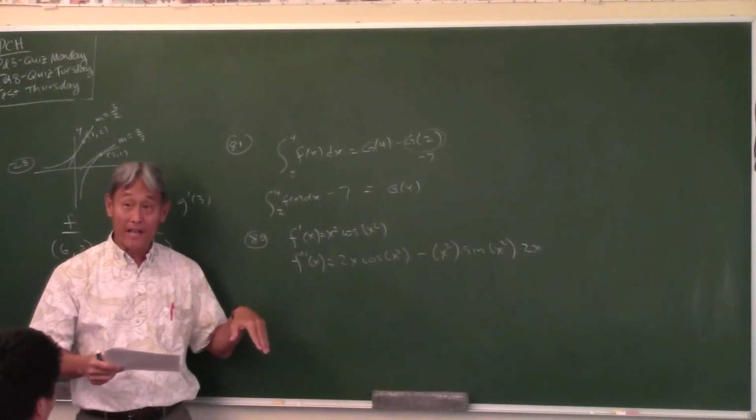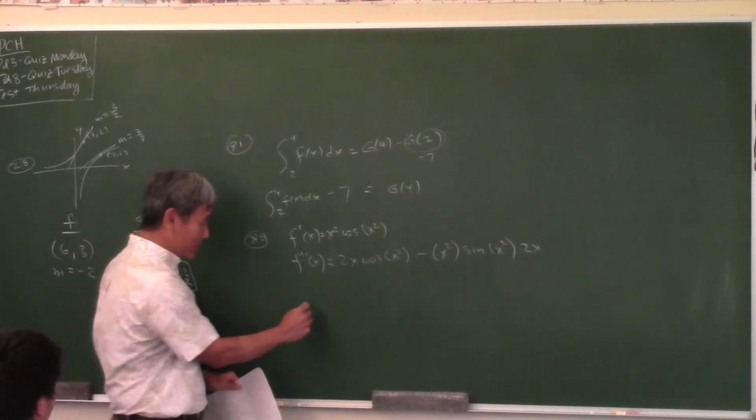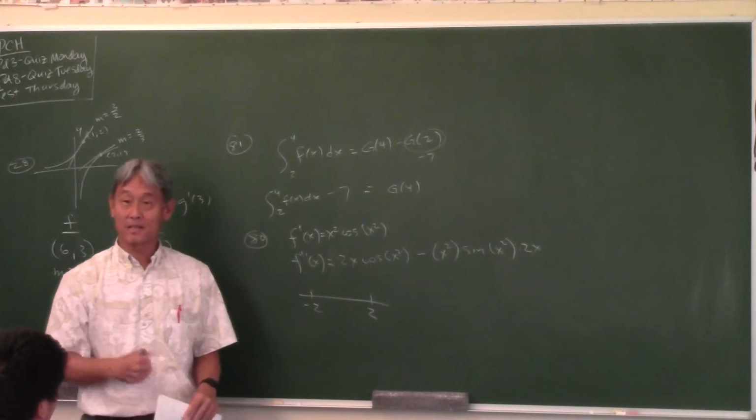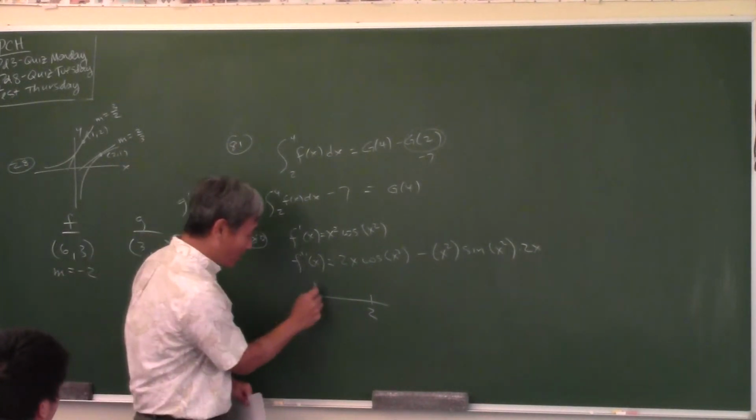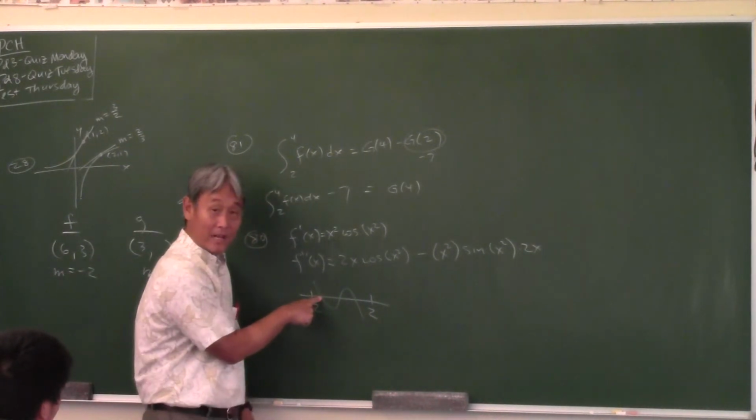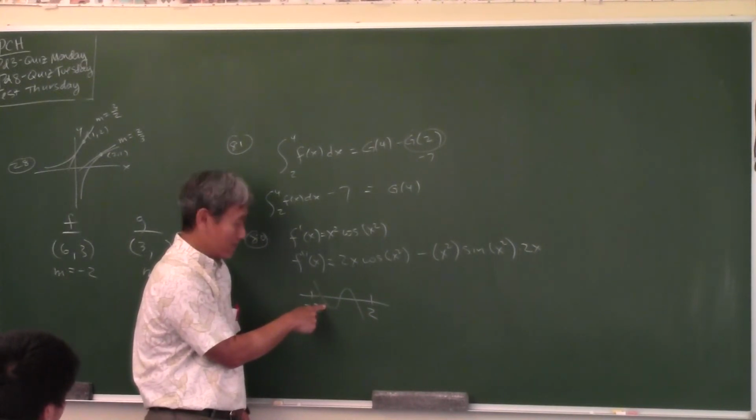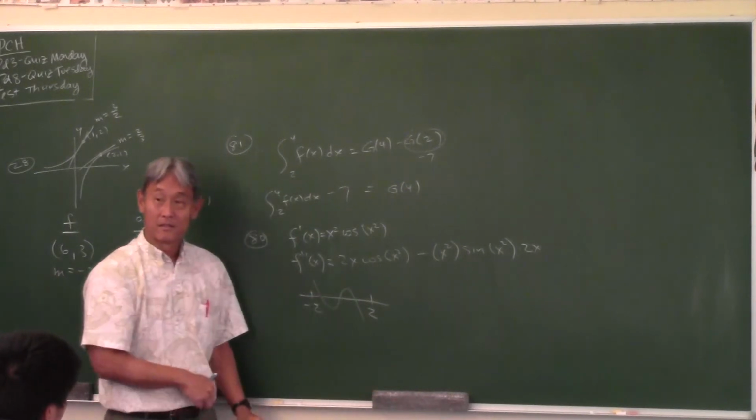Graph that on your calculator, and all you have to do is between negative 2 and 2. This is what you look for on your calculator: how many times it crosses the x-axis? Because every time it crosses the x-axis, that's a point of inflection, right? Because the second derivative changed from positive to negative, or from negative to positive.